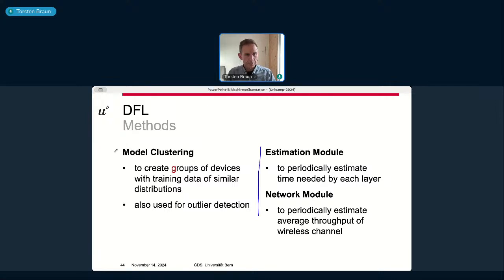In particular, to support federated learning, we also implemented so-called model clustering. That means we created groups of devices that had similar data distributions, and we grouped these devices together and then aggregated the model parameters of these groups of devices. That can also be used for outlier detection, for example to detect possible attacks. For example, if a device tries to transmit some fake data in order to make the model worse, that could also be detected by such a grouping approach and by implementing so-called outlier detection.